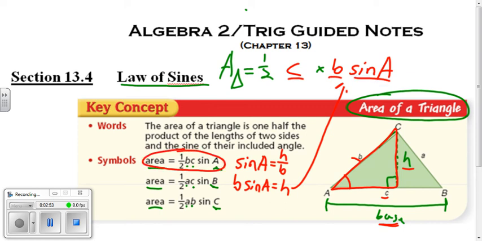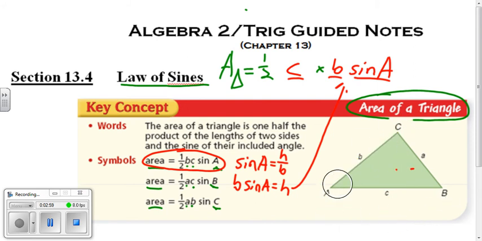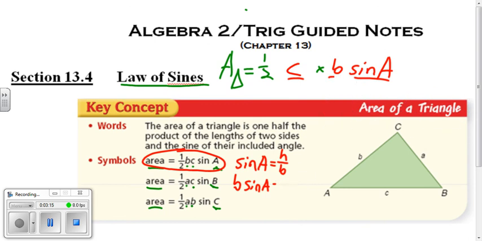You can derive it multiple ways. If you were to use a different base instead of c, if maybe you wanted a to be your base over here, and then this would be your height, same thing. You would do a similar type of derivation, but all three of them, any way you go, will give you one of these three area formulas.